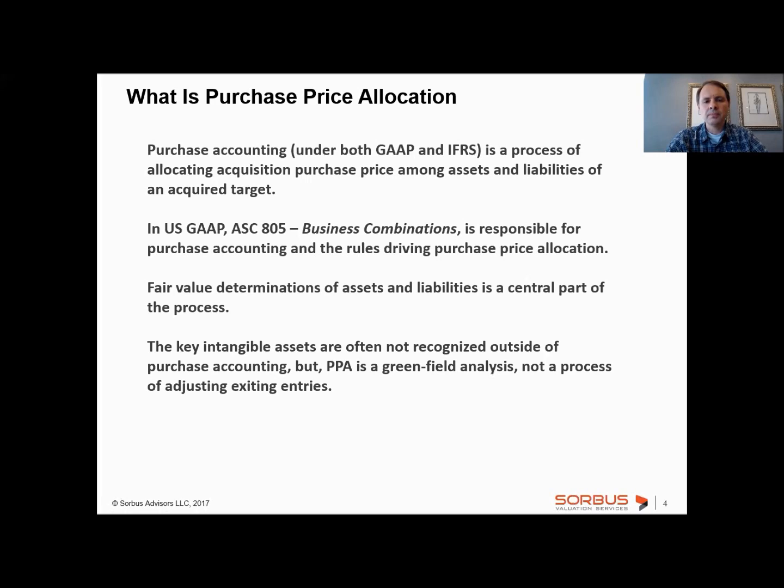One thing to keep in mind here is that the process of purchase price allocation, especially when it relates to intangible assets, is really a greenfield type research and discovery on our part as to what intangibles were acquired and how to value them. It's not a process of adjusting existing entries, and quite frankly, what's on the balance sheet as far as intangible assets and goodwill concern after the acquisition is irrelevant. What's relevant is this brand new analysis that will be performed by your valuation specialist.